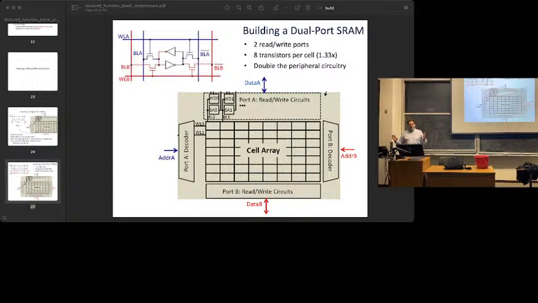So your area keeps going up with every single port. So there's not much of a limit. You can actually make highly multi-ported memories. So if you look at processor register files, they actually have a lot of ports.